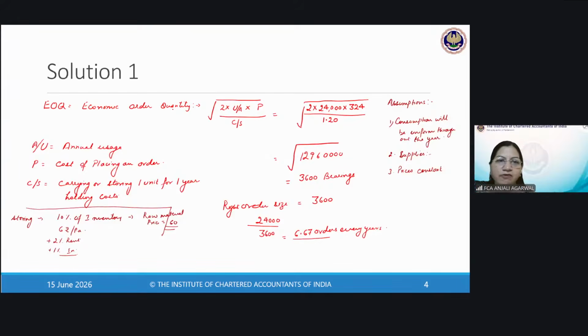Now, what is the unit of EOQ? The unit of EOQ would be exactly the same as your raw material. So if it was in rupees here, then we can say the economic order quantity would be that we have to order 3,600 rupees worth of raw material every time. So what is the unit of EOQ? It's the same as the question will suggest. Is it clear? So this is how you calculate the EOQ using the formula.